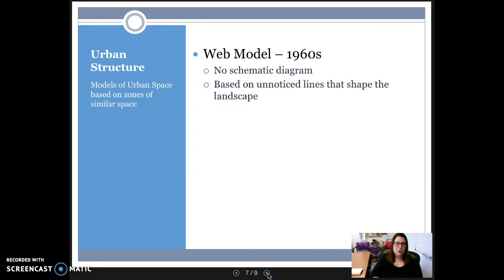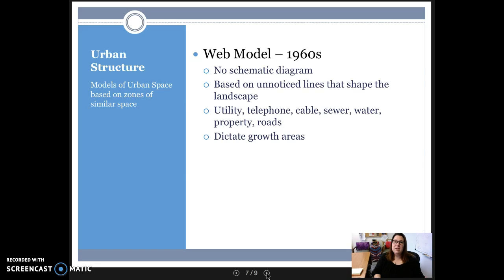The Webb model has no diagram. There's no schematic. I can't show you a drawing because it's so different for each city. For each developed space, it's different. But we do see some similarities in the patterns of growth based on these ubiquitous lines in the landscape that nobody notices anymore, like property lines, roadways, utility lines. These types of lines will shape development, and you don't even realize that it's dictating your growth areas, that it's restricting growth. Because when you're looking to develop new land, if there's land that's open along a pre-existing road, it's more likely to happen there than to spend the money to create a new road.